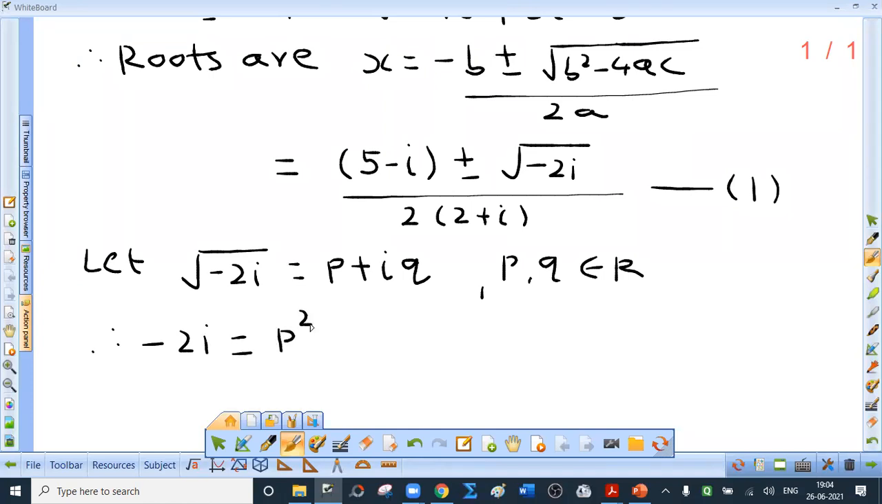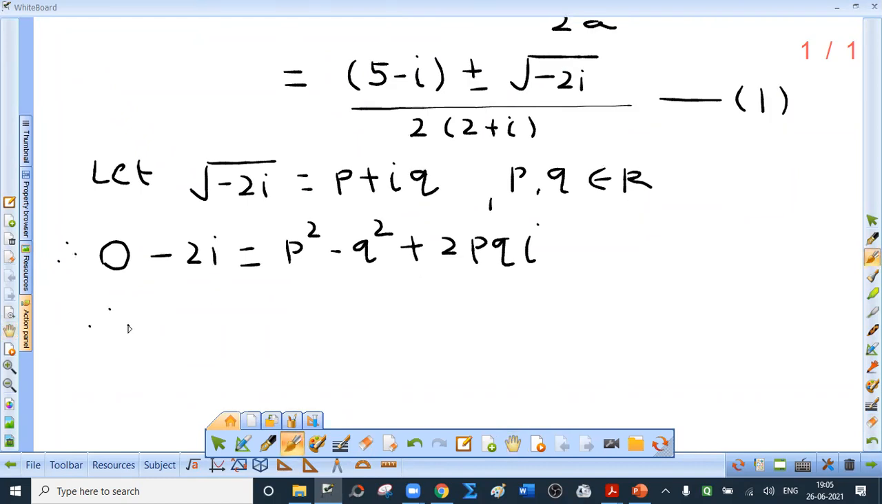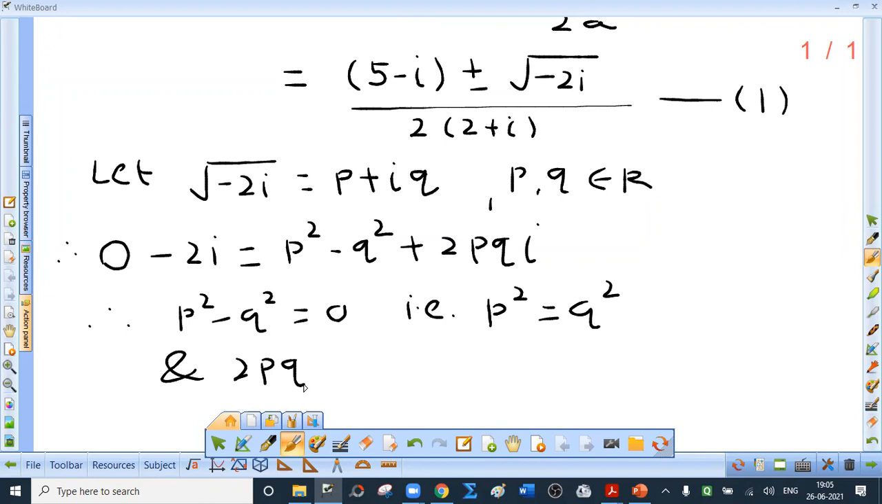Initially, we assume that the root of minus 2i is p plus iq. Eventually, there are two roots, one is plus, other is minus of this. Actually, minus 2i means what? Just a minute. Minus 2i means what? 0 minus 2i. So, p square minus q square equal to 0, that is p square equal to q square. Okay. And twice pq equal to minus 2. So, what is q? Minus 1 upon p.